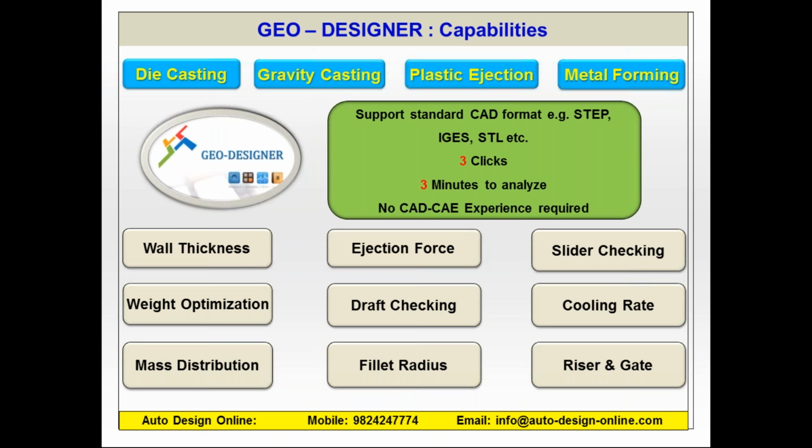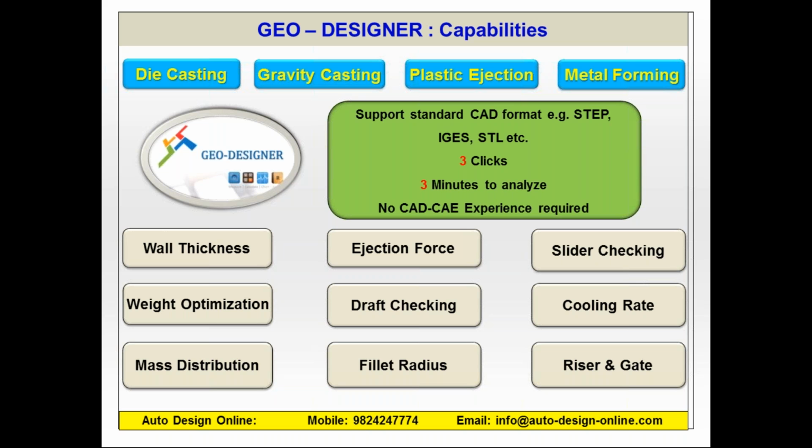So basically, the capabilities we can use this software for are: we can check the wall thickness, weight optimization, mass distribution, ejection force analysis, draft checking, fillet radius, slider requirement in case of hyper die casting, cooling rate, and the riser and the gate requirement. So this is what we can do optimally using the software.